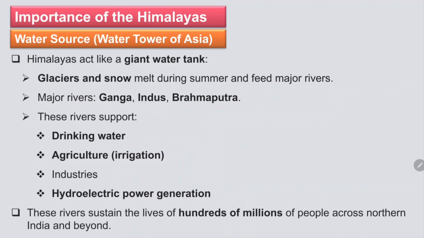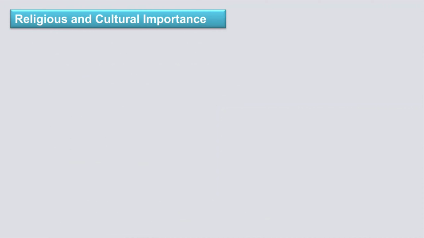And this river sustains the life of hundreds of millions of people across northern India and beyond. Because of this river, we get water, and we need water to survive, isn't it? So these rivers have sustained hundreds of millions of people across northern India and beyond, and we are talking about the northern part. And these rivers are also there in the northern area.